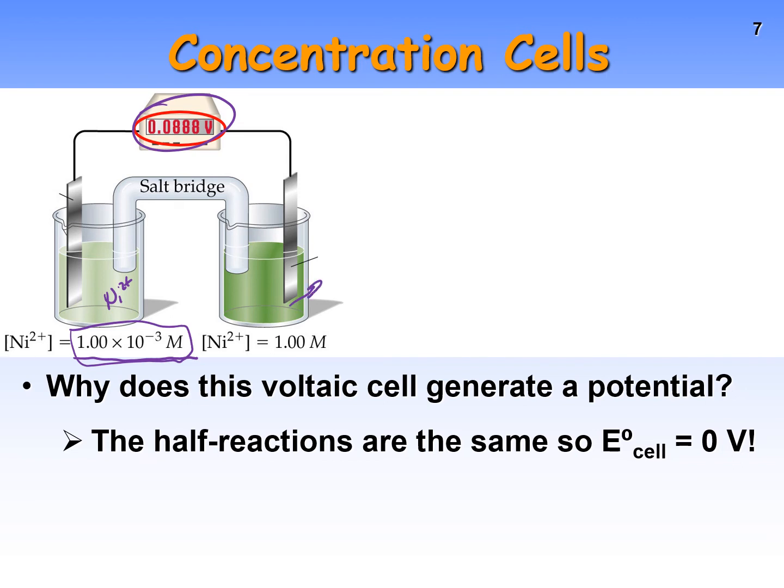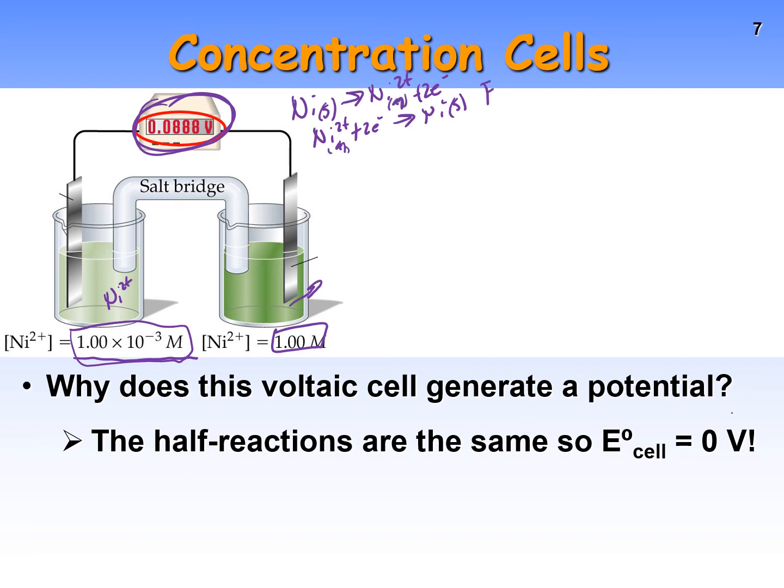And then we have our darker green solution. Nickel 2+ is a green solution, and it's at 1 molar. There is a voltage, even though we still have the same half reaction. In both cases, we have nickel solid going to nickel 2+ plus 2 electrons. And on the other side, we have nickel 2+ plus 2 electrons going to nickel solid. These are aqueous.